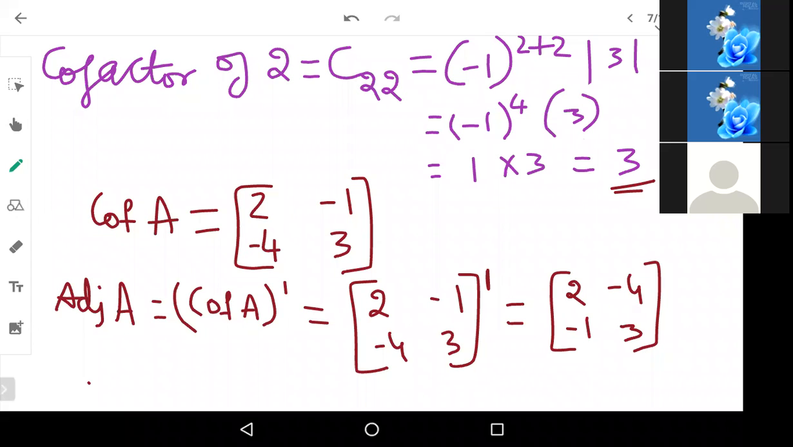Okay? Understood till here? Any doubts until the adjoint? Everybody understood?